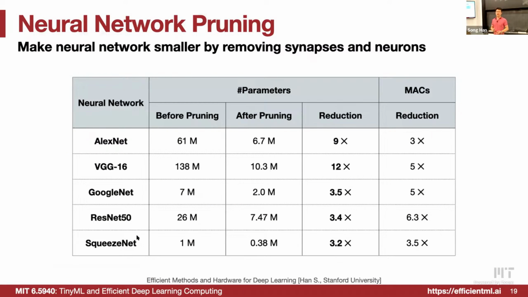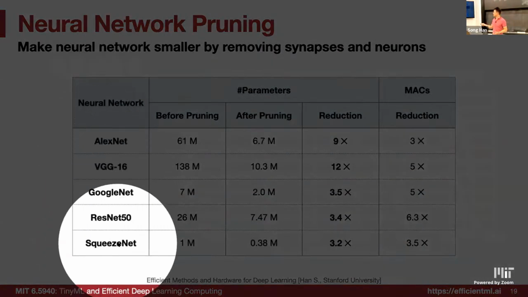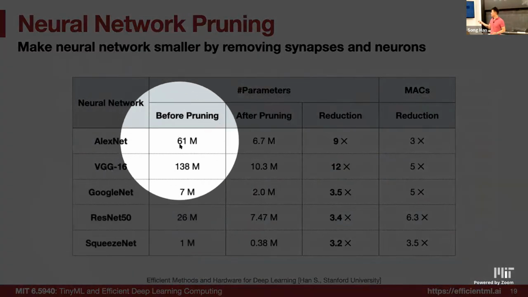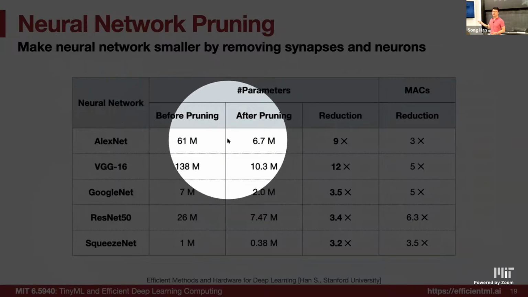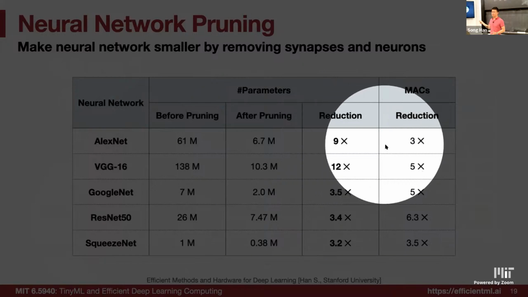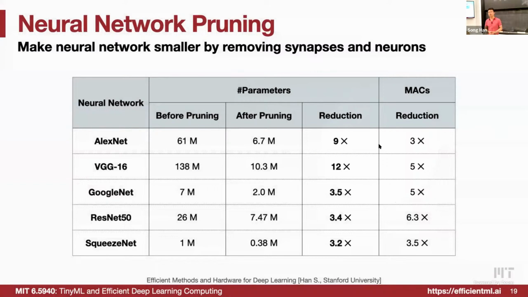As a result, these are the networks, including AlexNet, VGG, GoogleNet, ResNet, SqueezeNet at that time. We can see AlexNet can be pruned from 61 million parameters to only 6 million parameters, about a 9 times pruning ratio. And the MAC reduction is actually smaller. It's 3x. In the last lecture, we learned the difference between the number of parameters versus the number of MACs, and how to calculate them for convolution layers, for FC layers, and also for attention layers. So they are not equal.